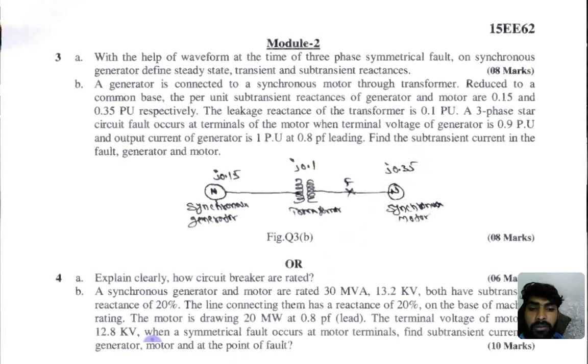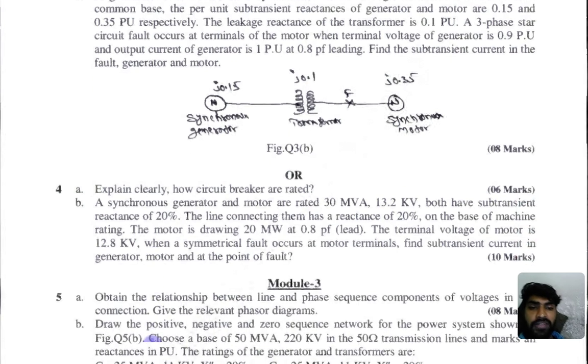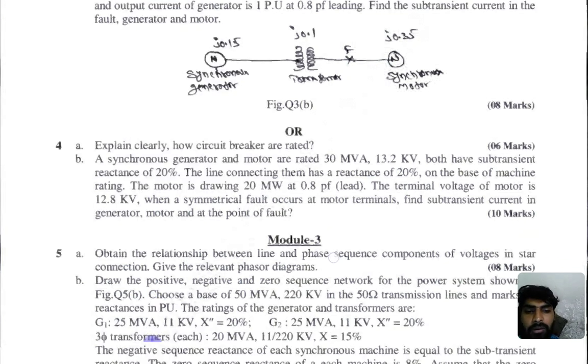Next they have given one problem. We need to find out this fault current. So the same problem, similarity will be there. Just draw the reactance diagram, and calculate the fault current by using Thevenin's law or KCL, KVL. Next, explain clearly how a circuit breaker is rated. So a circuit breaker is rated based on the time, based on the current rating, and based on the speed, or so many parameters it depends on. Next they have given one problem. We need to draw the reactance diagram or single line diagram.